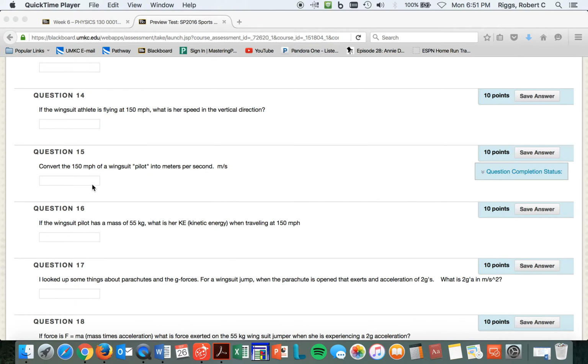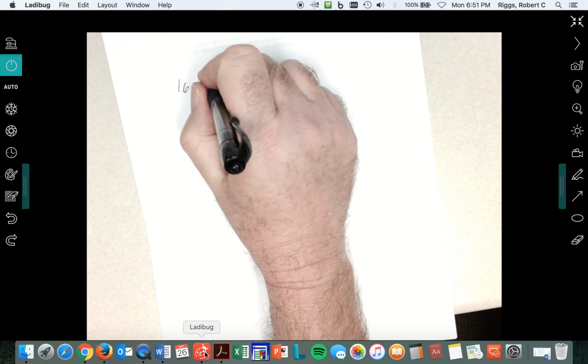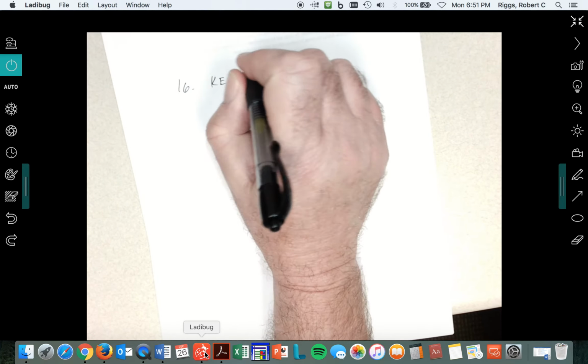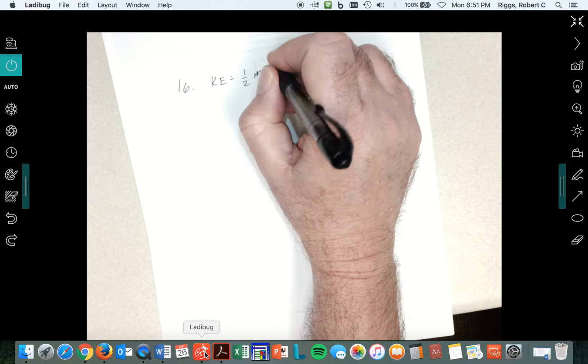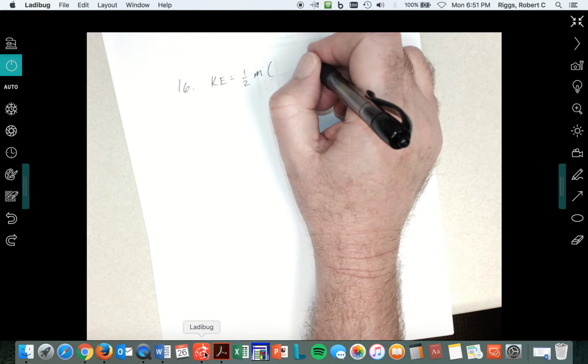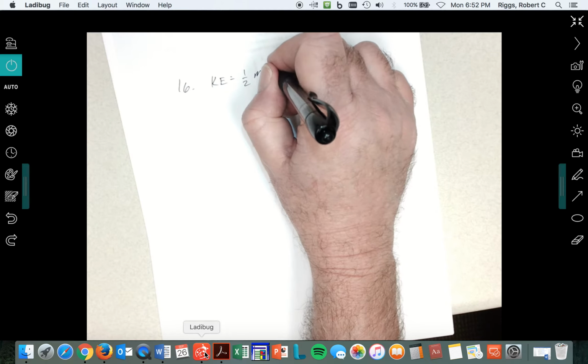in number 16 in your notes, you've got to find the kinetic energy, which is 1/2 the mass that's listed there times the speed in meters per second you found in problem 15.